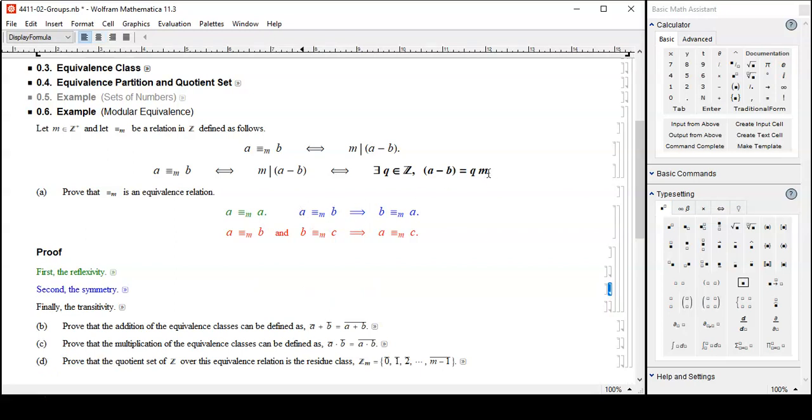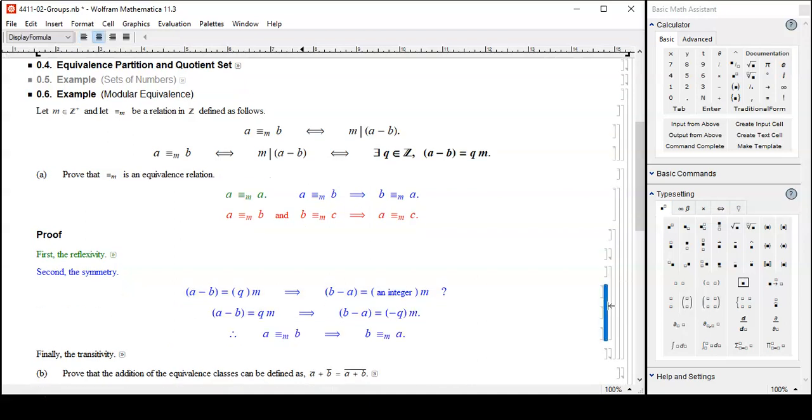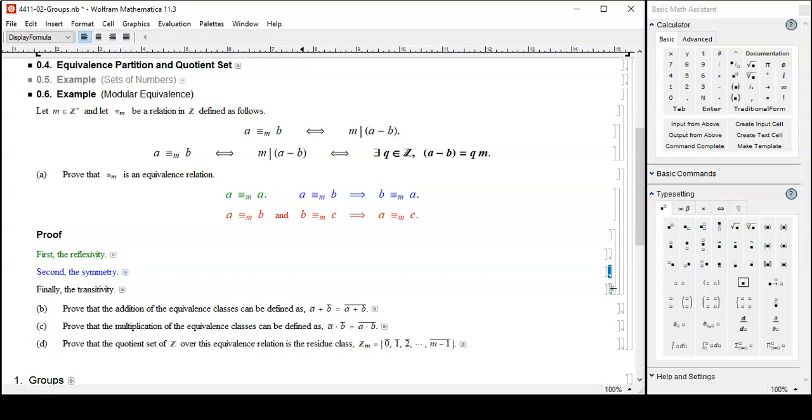Now the symmetry. a is congruent to b, so like this. Then b is congruent to a, so we have to change to b minus a. So that's divisible by m. In other words, that's what you want. If a minus b is divisible by m, then b minus a is divisible by m. So if this integer is a certain q, then what is this integer? Negative q, of course. There goes the proof.